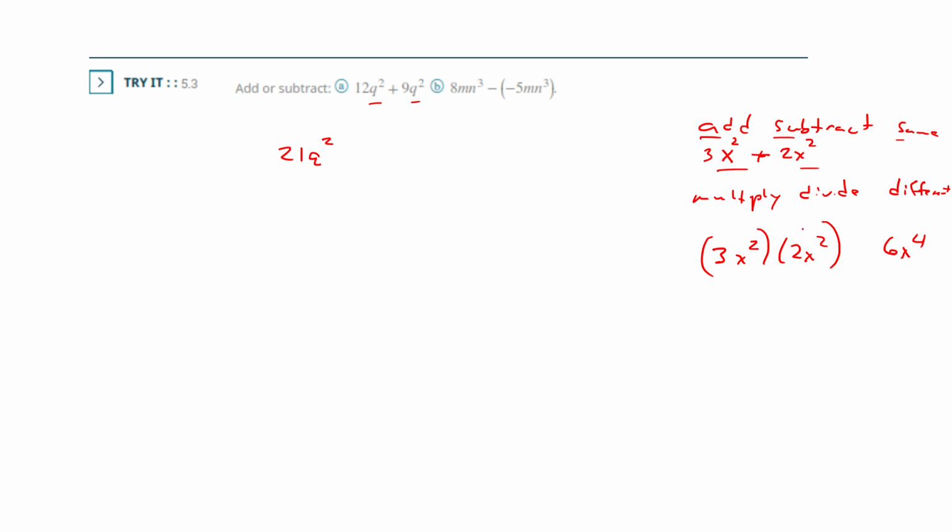So we won't have them change in this section. I just wanted to give you a reminder. Add, subtract, same. Multiply, divide, different. So we're just adding and subtracting. I'm going to turn this into a positive, and the name of those teams is identical. So this is the same team. So now I've got 8 plus 5. I've got 13mn to the third.